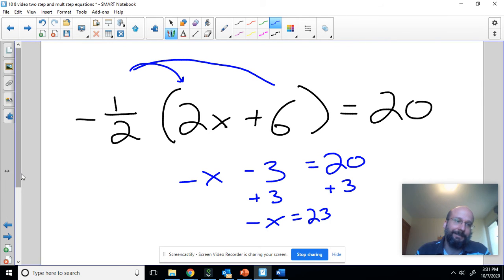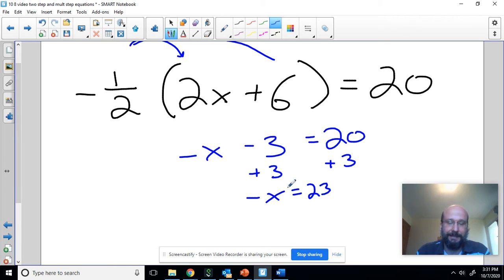Now, the only thing here is this is negative x equals 23. We don't want the negative x, we want positive x. So we have to get rid of this negative sign. To get rid of it, we would divide it by a negative 1. Divide both sides by negative 1. And that turns into x equals negative 23.